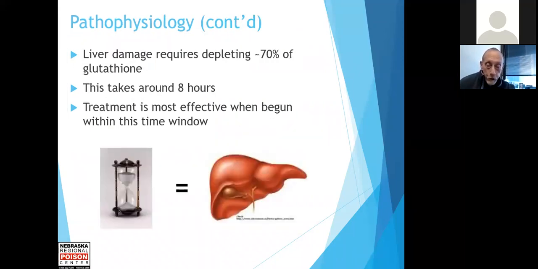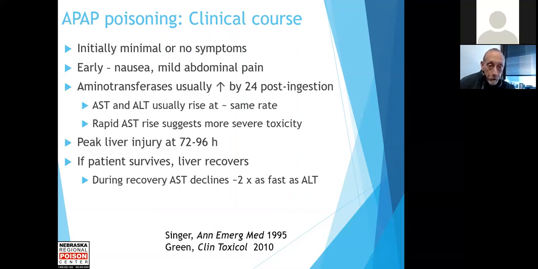But in an overdose situation, the glutathione stores can be overwhelmed, and the pathways accounting for the major metabolites can be overwhelmed, so you produce more of the toxic metabolite. You normally have a window because of the glutathione stores, about 8 hours before you start running into trouble. If you go beyond that, then you risk getting into more serious liver injury.